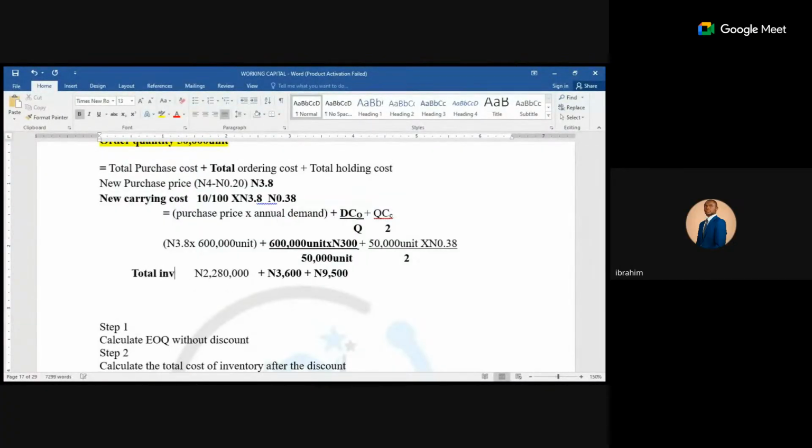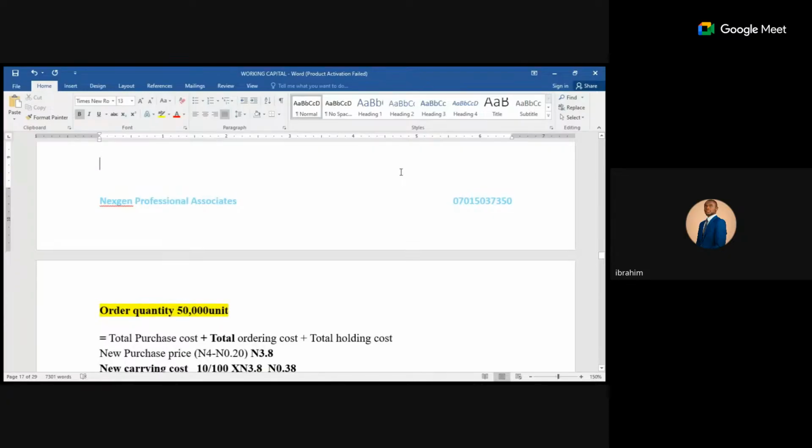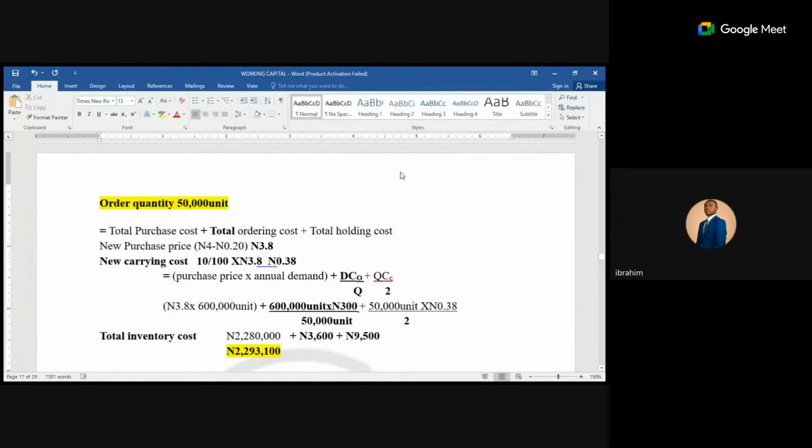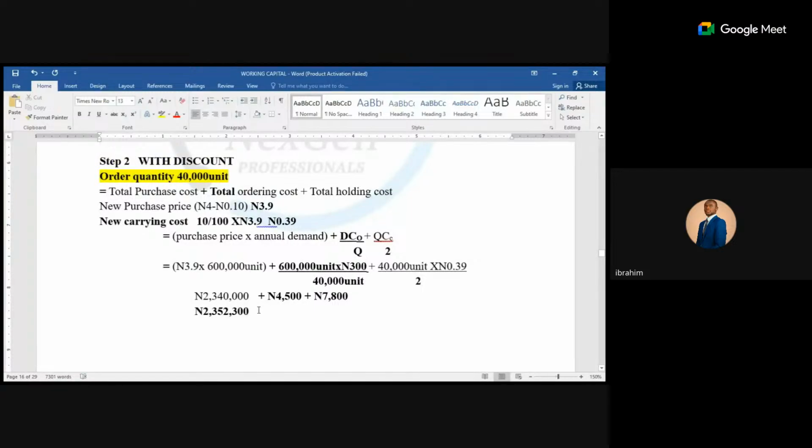Total inventory costs. The total inventory cost is what? 2,293,100. Meaning that if you order 50,000 units, you will incur a cost of this for the year. If your ordering is 40,000, you will have this cost, right?